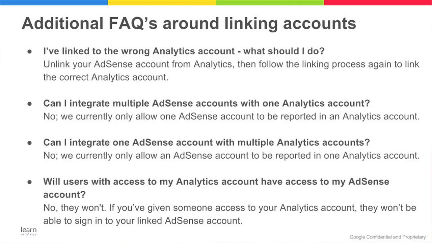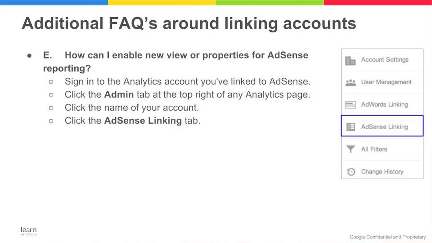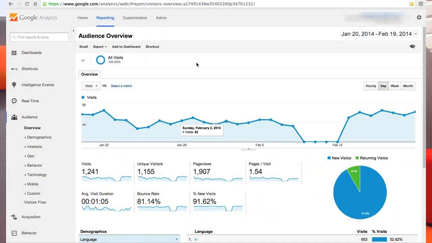Okay. So you mentioned at the beginning so much of the additional data that a publisher could view by linking their AdSense account. Maybe now we could look a little bit more into the reporting. So how can I enable new views or properties for AdSense reporting? So first of all, just sign in to your Analytics account, which is linked to your AdSense account.